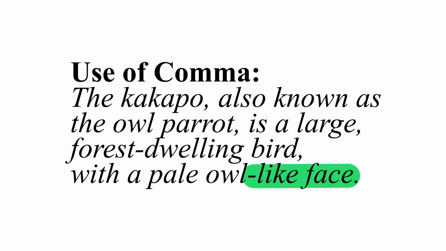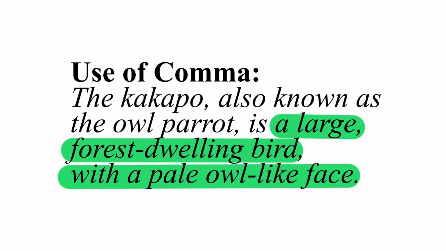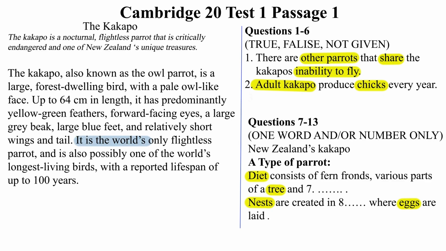Use of comma and dash. When you read, always remember that comma and dash give you the same kind of information. In some cases, you can take one part from there to fill the meaning of the sentence, or you can also remove some parts. It is the world's only flightless parrot and is also possibly one of the world's longest living birds, with a reported lifespan of up to 100 years.